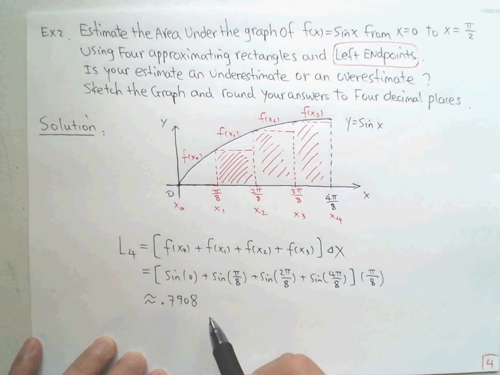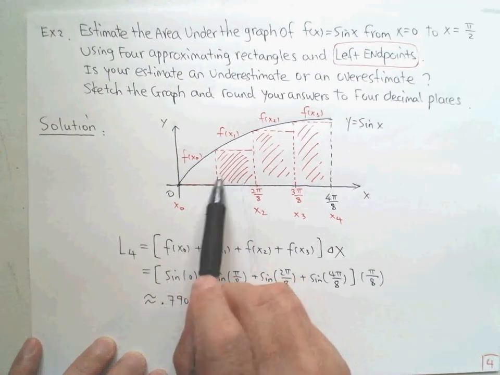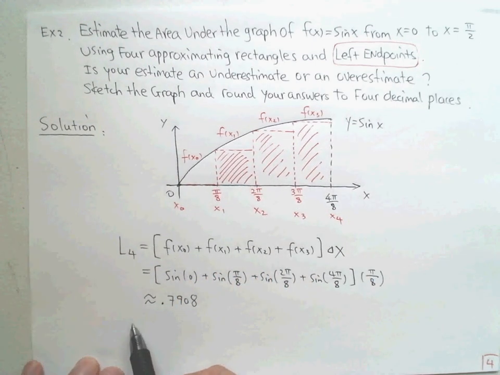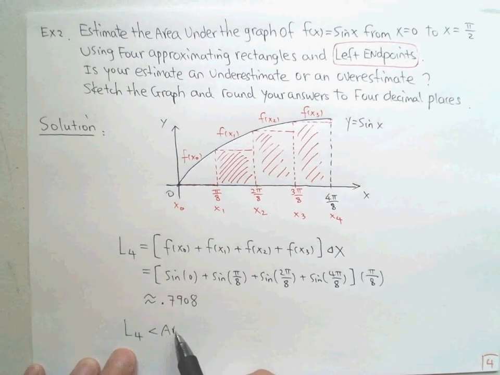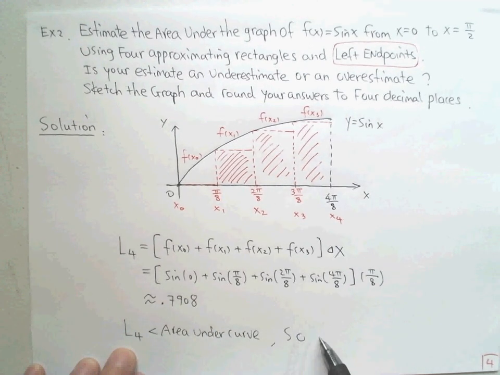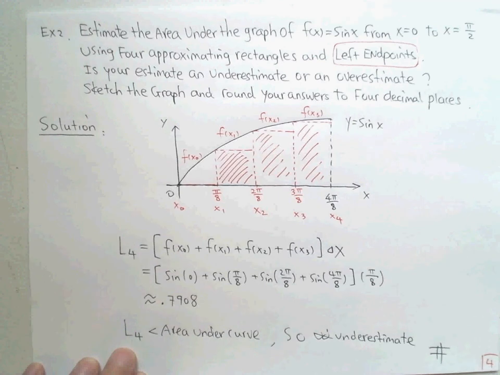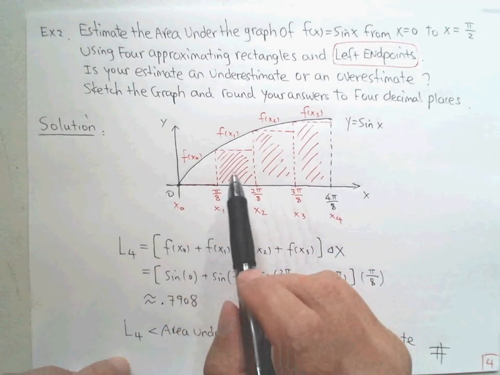0.7908. And this time is underestimated, right? This time is underestimated clearly. Okay, because L4 is definitely less than the area under the curve, right? And the function on the curve, so it is underestimated. This is the second. So if you know how to draw the graph, it's very easy.